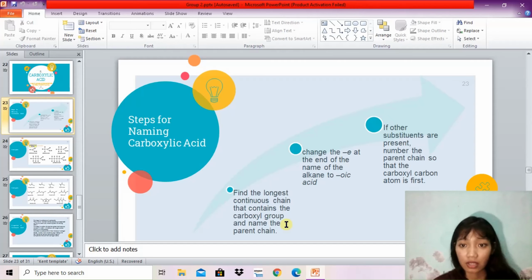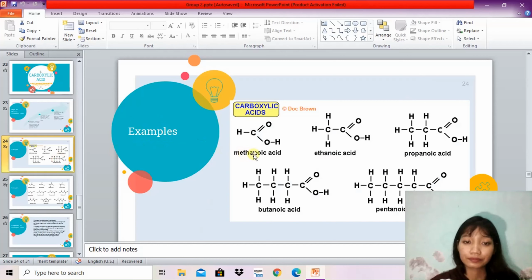If another substituent is present, number the parent chain so that the carboxyl carbon atom is first. Now we jump into the examples. Methanoic acid is very simple: it comes from methanol, and we change the -ane ending into -oic acid, so it becomes methanoic acid. Same with ethanoic acid, propanoic acid, butanoic acid, and pentanoic acid.